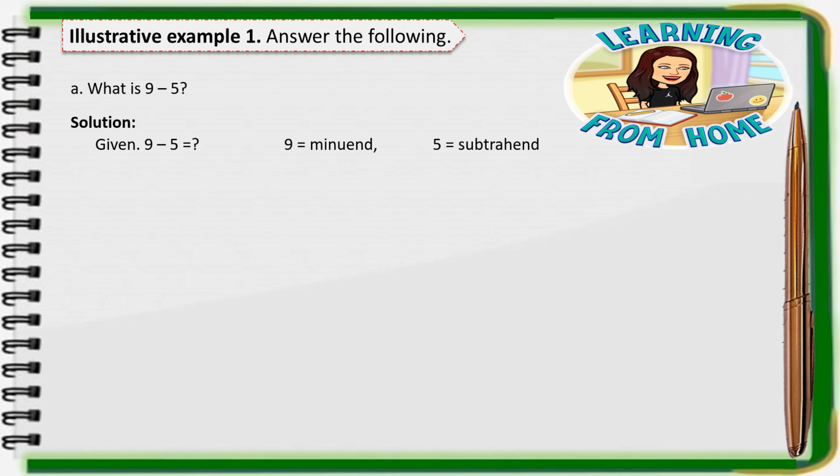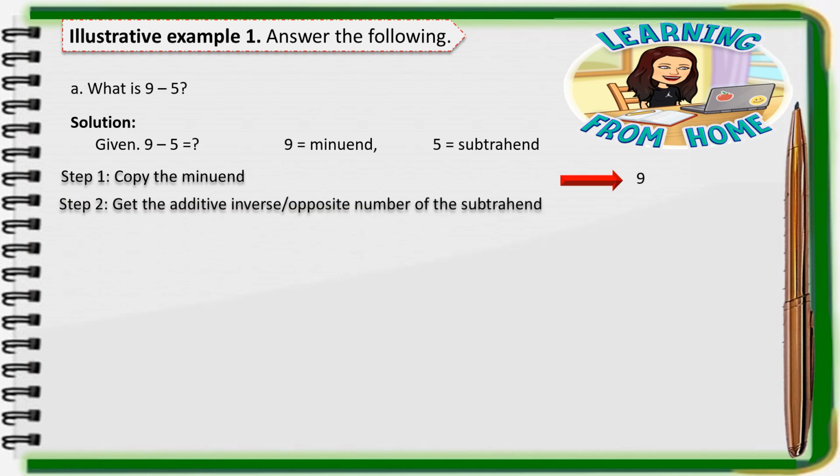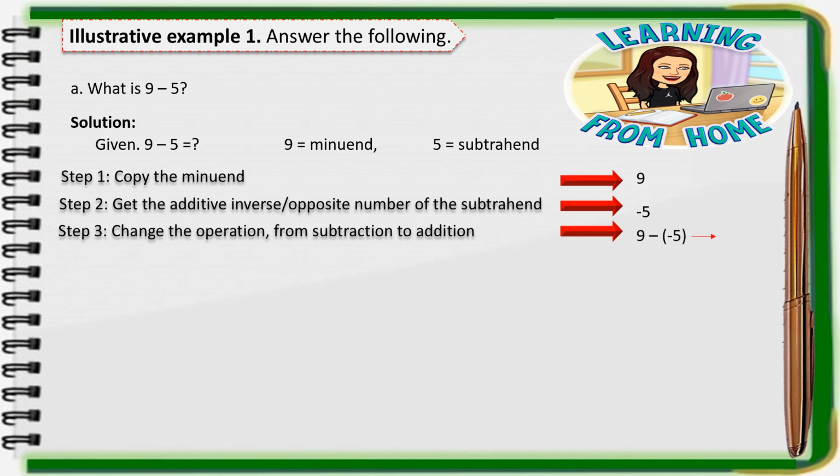The first step is copy the minuend. So, ang ating minuend ay 9. Kopyahin lang natin. Next step, kunin ang additive inverse or opposite number of the subtrahend. So, ang ating subtrahend ay 5. So, ang kanyang additive inverse ay negative 5. Okay. Third step, change the operation from subtraction to addition. So, kopyahin natin yung ating given from step 1 to step 2, 9 minus negative 5.